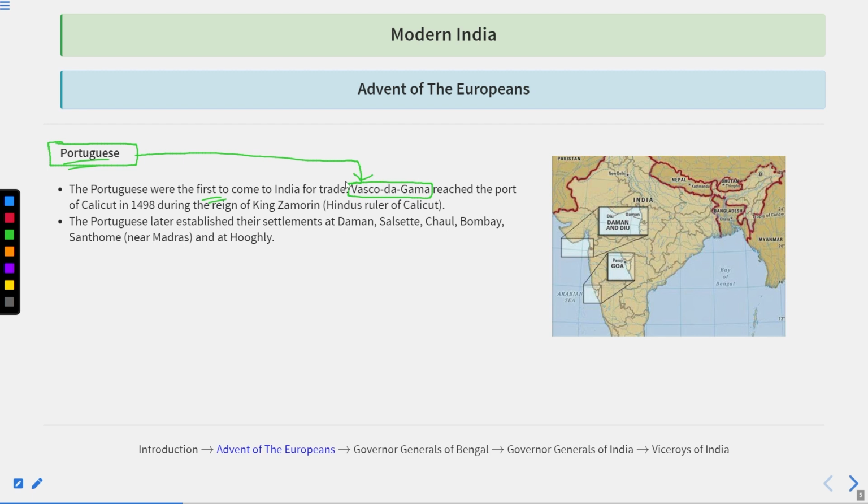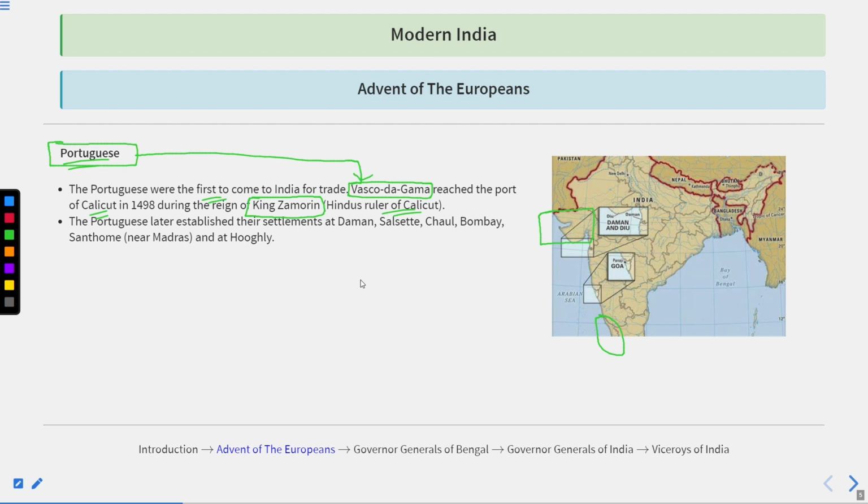Later on, he was accompanied by the merchants of Gujarat. And that's how he reached the port of Calicut in the Kerala state of today's India. When he reached there, he was received by King Zamorian, the Hindu ruler of Calicut, Kerala. And from King Zamorian, he succeeded in getting a permit for establishing the factories and trading center from the Portuguese East India Company's side.